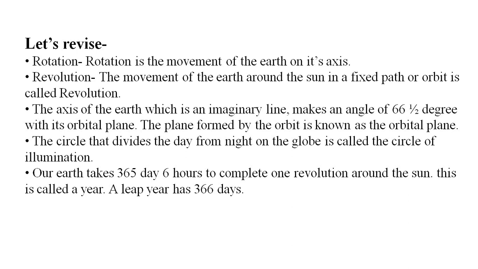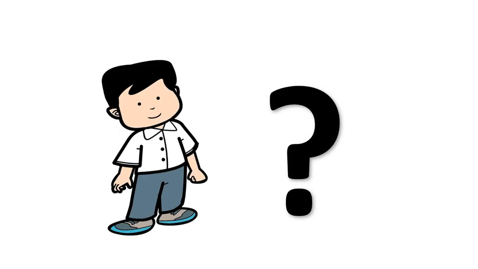The circle that divides the day from night on the globe is called the circle of illumination. Our Earth takes 365 days, 6 hours to complete one revolution around the Sun. This is called a year. A leap year has 366 days. Students, now let me ask you some questions.